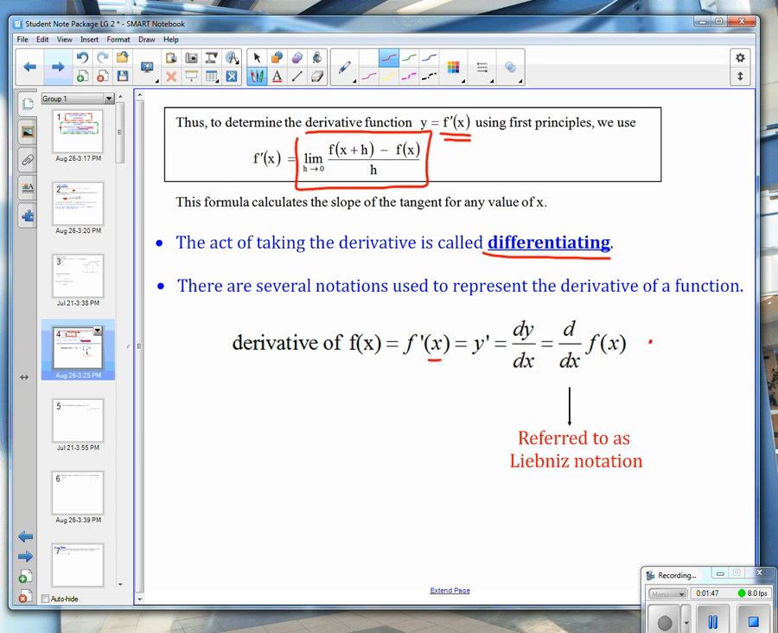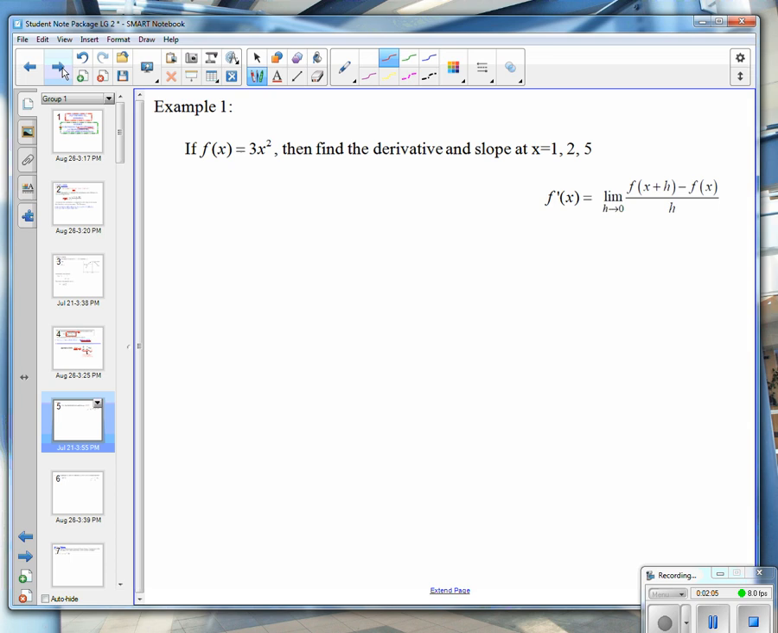It's saying there are several notations used to represent the derivative. The most common ones we're going to use is this one and this one. And then a little bit later on, we're going to be using these guys in further learning guides. So for right now, we're going to say f prime of x or y prime, or again, just derivative.